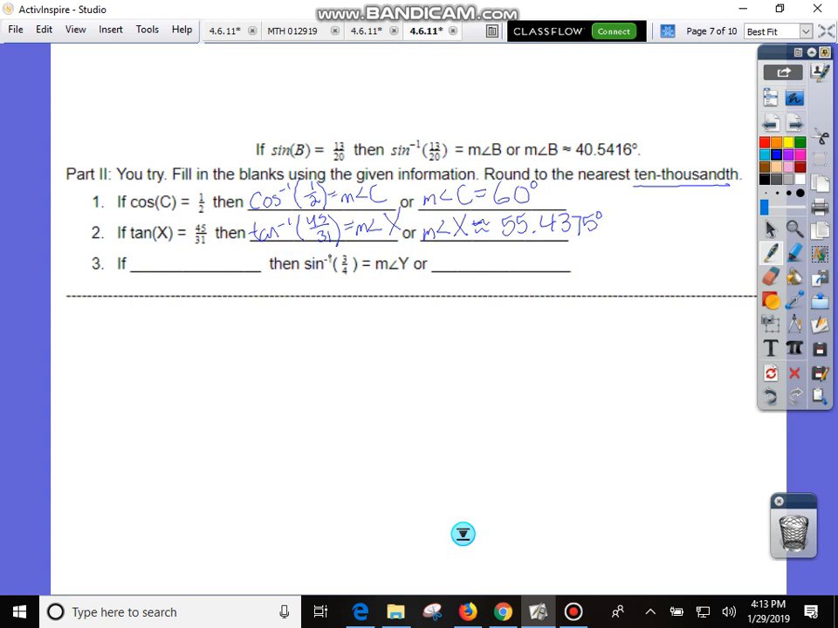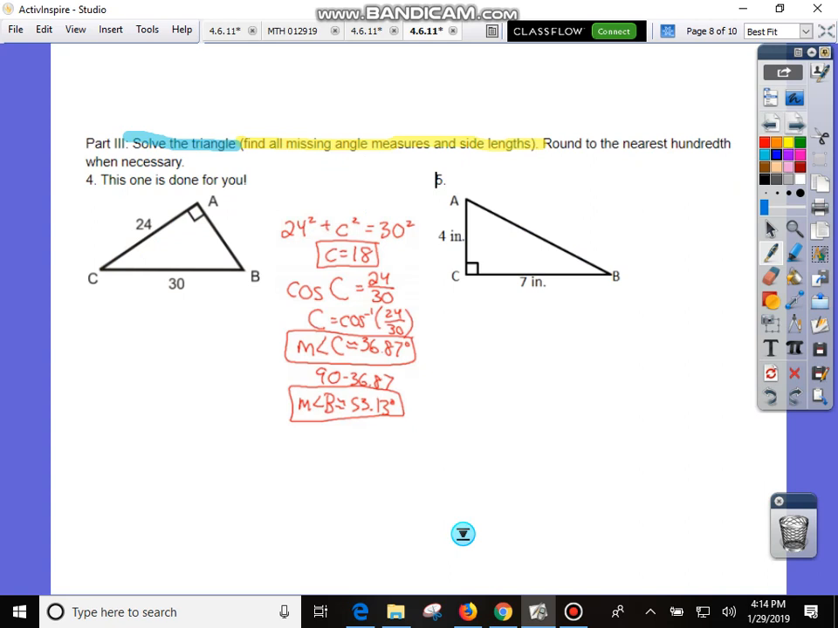Here we have this inverse sine of 3 over 4 is equal to the measure of angle y. So here we can write the sine of y, I'm going to put that in parentheses, you don't have to, is equal to 3 over 4. And that the measure of angle y is going to be approximately 48.5904 degrees. Okay, again, to the nearest 10,000th. So then we go on to part 3.